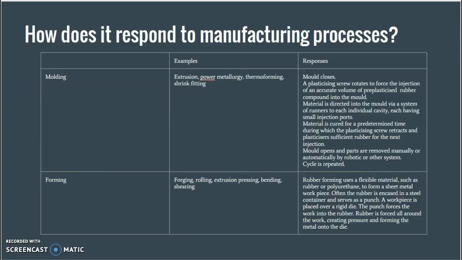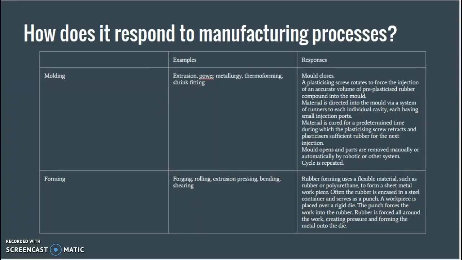Examples of molding include extrusion, powder metallurgy, thermoforming, and shrink fitting. Rubber responds to the molding process in the following steps.